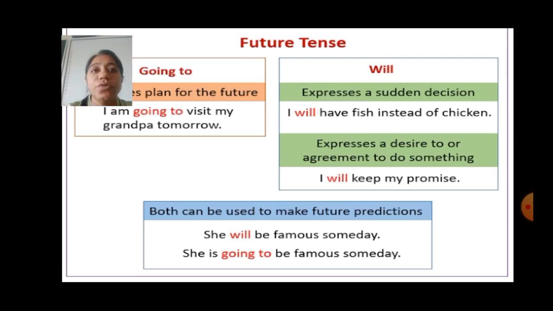Now, we can also use will and going to to make a future prediction. For example, she will be famous someday. Or we can also say, she is going to be famous someday. So, children, we have seen that we use the simple future tense to show an action which will happen in the future, to make an offer or to promise, and going to is used for a definitely planned future action.